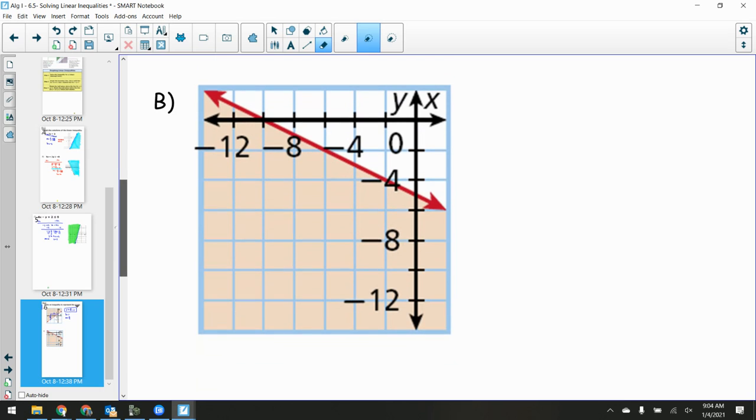See if you can get B. Notice that's going by 2's here. This was like -2.